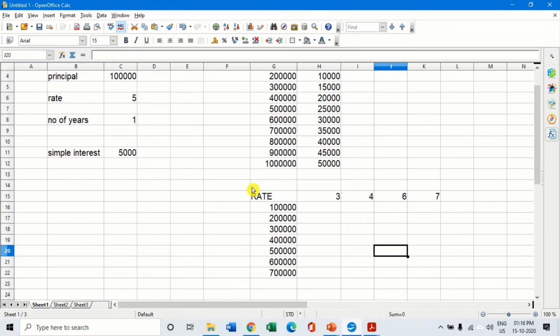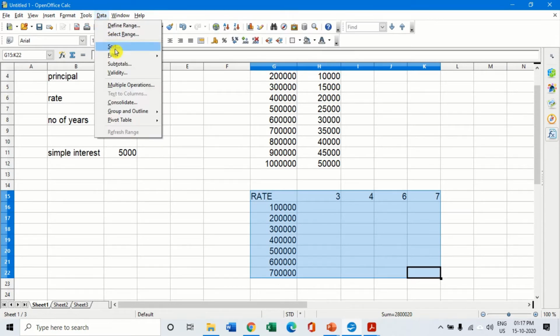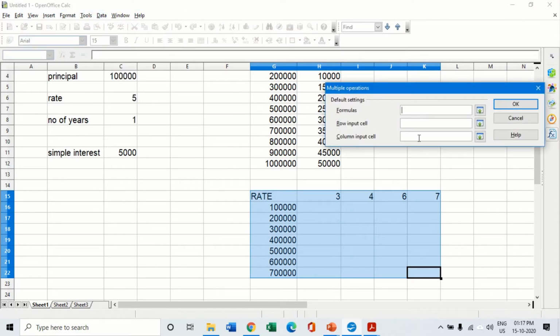So first again select this entire range, that is the range in which you want the data. Now go to Data, Multiple Operations. Now where is the formula that you want to calculate? You want to calculate the simple interest, the formula for which is in this particular cell. So I click on this cell.